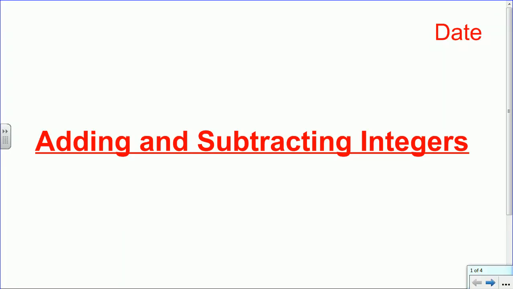All right, welcome viewers. Today we're talking about adding and subtracting integers. Integers, of course, are all whole numbers and their opposites. So we're not just talking adding and subtracting, but how do we deal with negative numbers? The opposites of whole numbers. How do we add and subtract those?